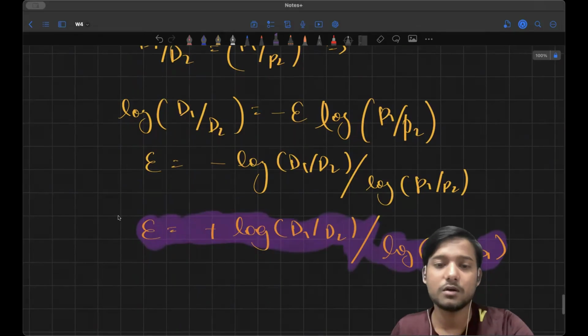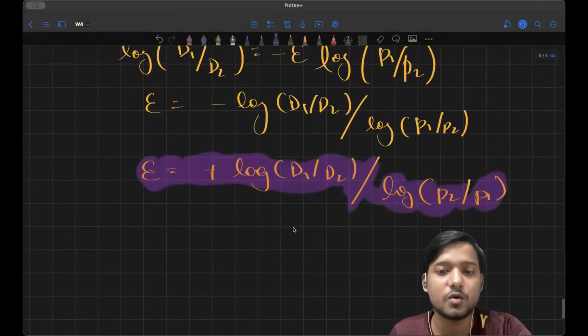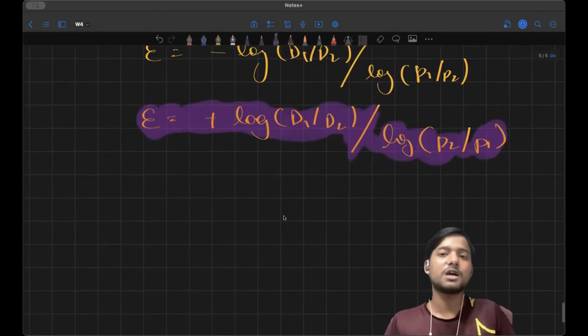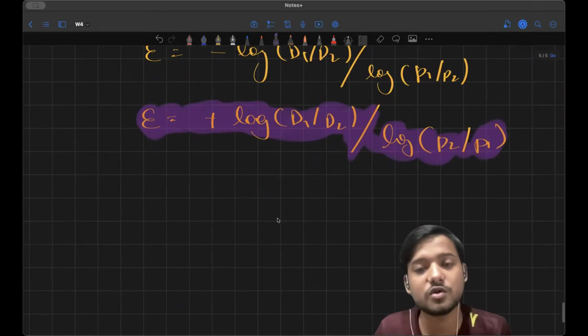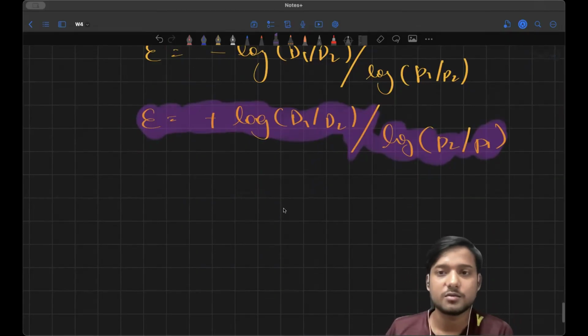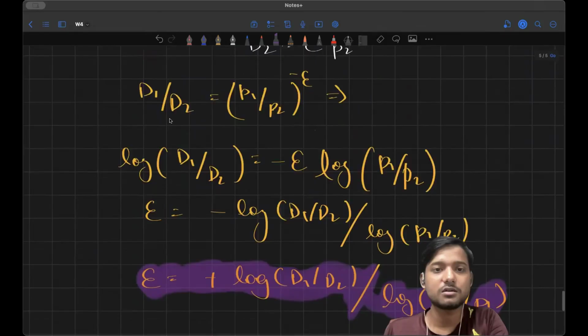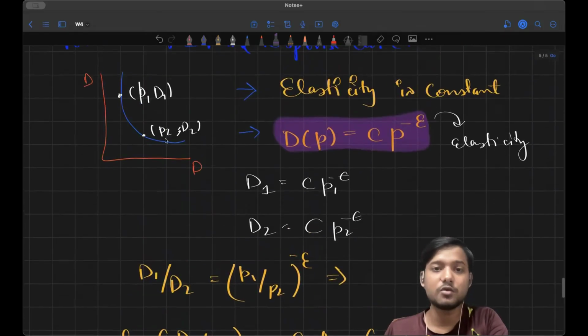What if I want to do some estimation? What would be my price at a certain point? What is going to be my demand at a certain point? This is a non-linear curve, so unless I know the elasticity, I need to know two things, elasticity as well as my C, to estimate demand when elasticity is constant. If we don't have access to C and elasticity, then we cannot do that.